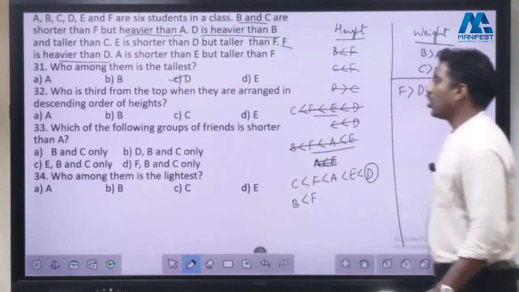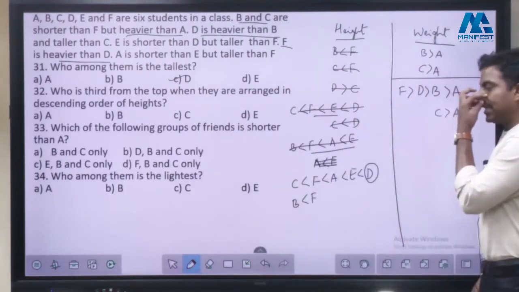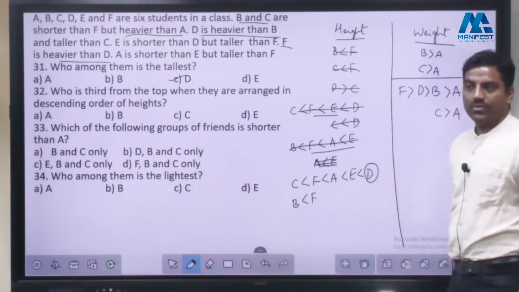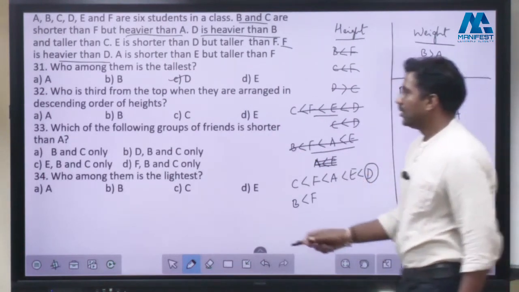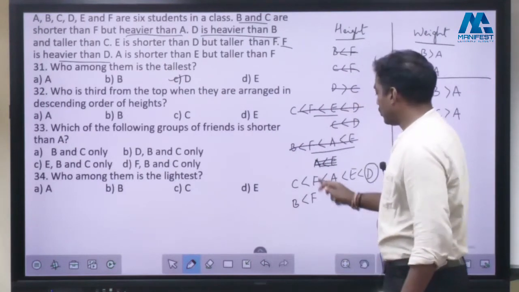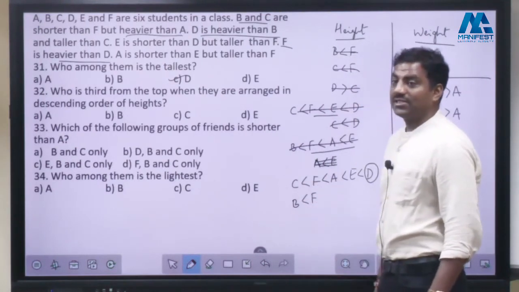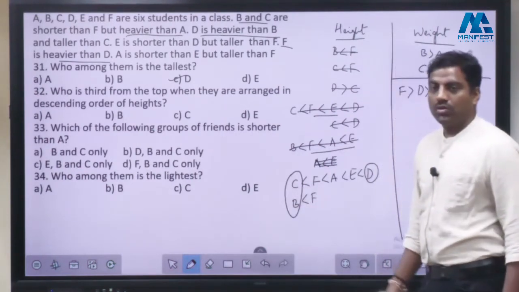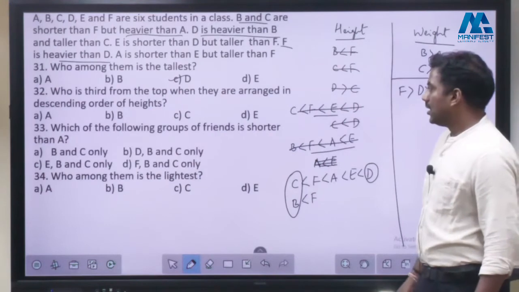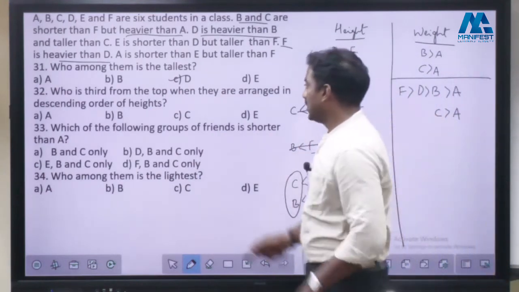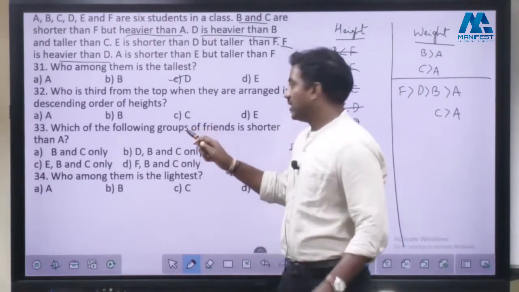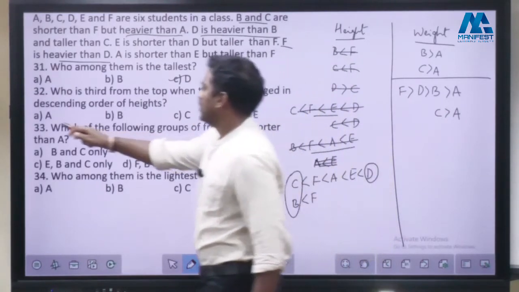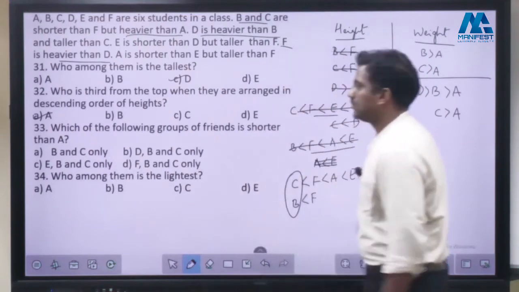Who is third from the top when they are arranged in descending order of heights? 1, 2, 3, E. But the fourth one is F. Fifth and sixth are disputed. Among C and B, we don't know which is the shortest one. So here, when they are arranged in descending order, A is the third from the top.